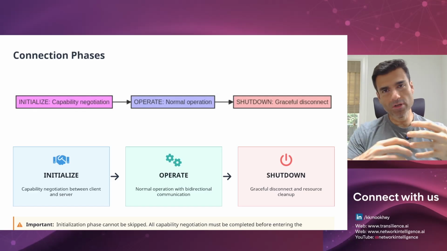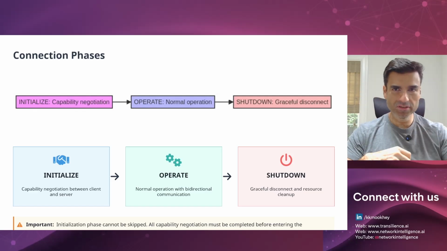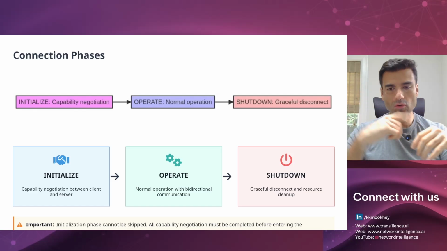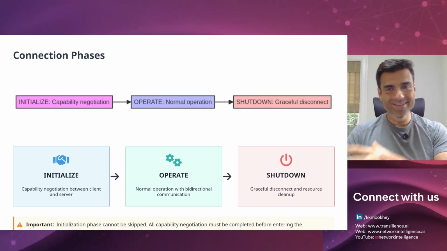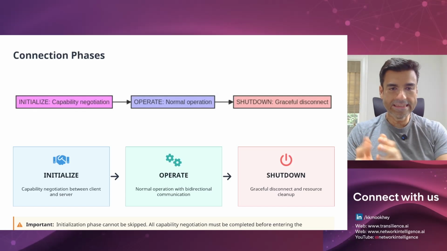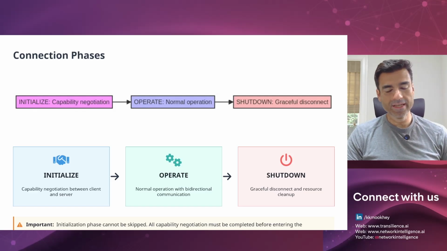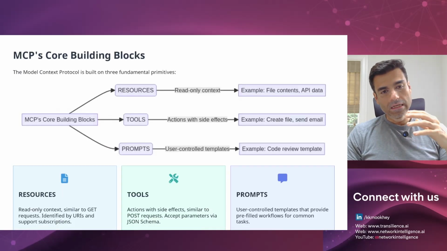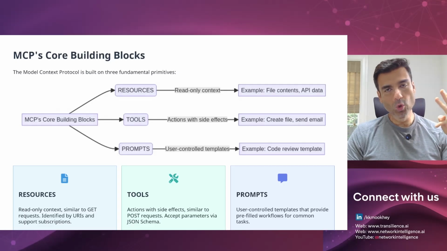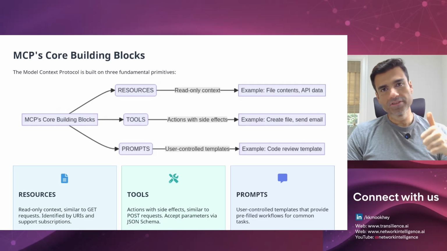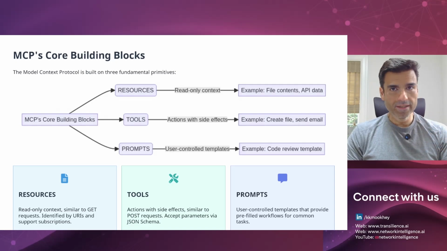And then comes the normal operation: call tool, get result, process with LLM, show it to the user. All of that flow happens. And then when the connection has to be shut down, there's a graceful disconnect as well. So these are the three key phases of an MCP operation. As I said, the MCP server essentially exposes three core primitives or capabilities to the MCP client: resources, which is file contents or API pulled data, tools, and prompts.